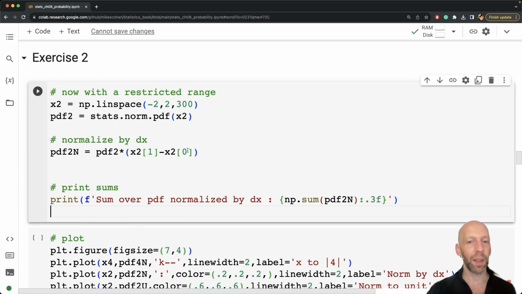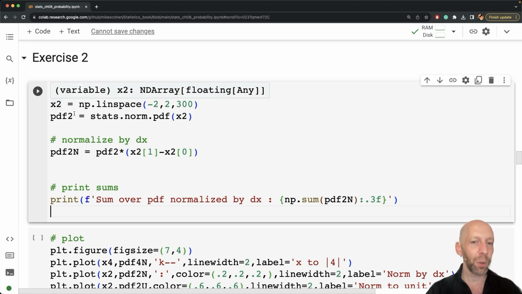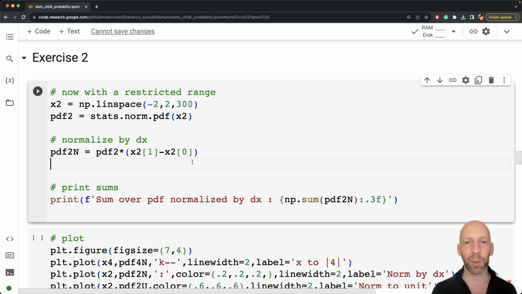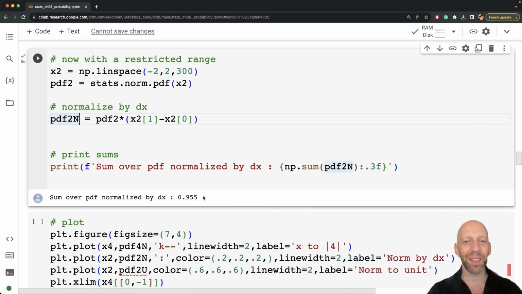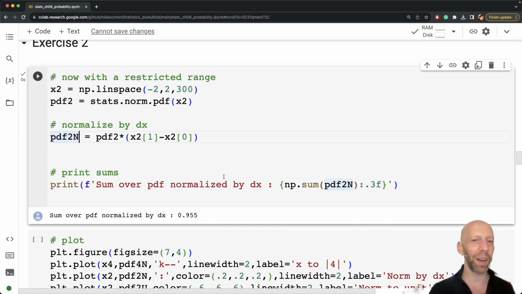So you can see here that all of this code is pretty much identical to the code from the previous exercise, except that I changed the x-axis grid spacing here. So -2 to +2 in 300 steps. And then I changed the variable name. So this is x2, PDF2, but the normalization is exactly the same. Now, in the previous exercise, we discovered that the sum over the normalized PDF was exactly 1. It was 1.000. But now it is not 1.000. It is 0.955.